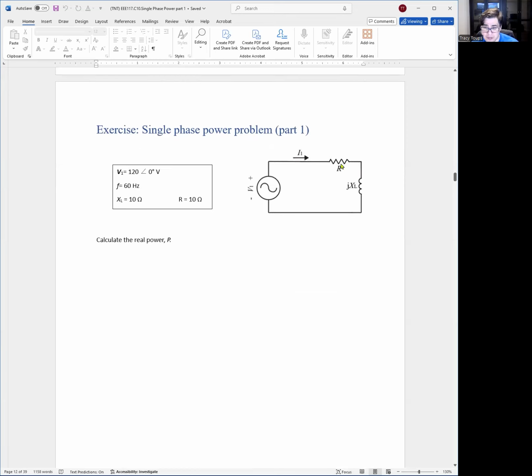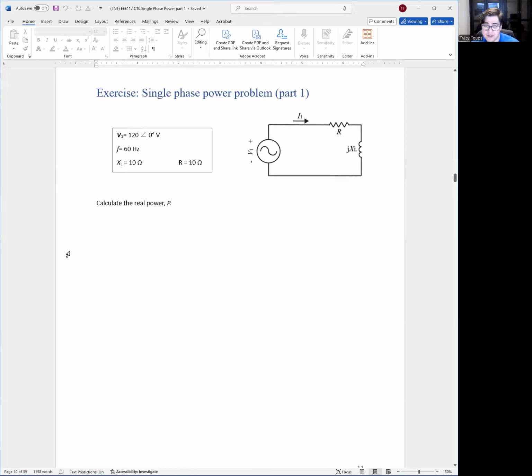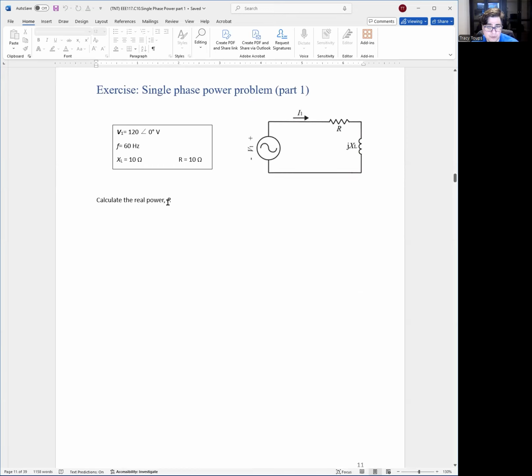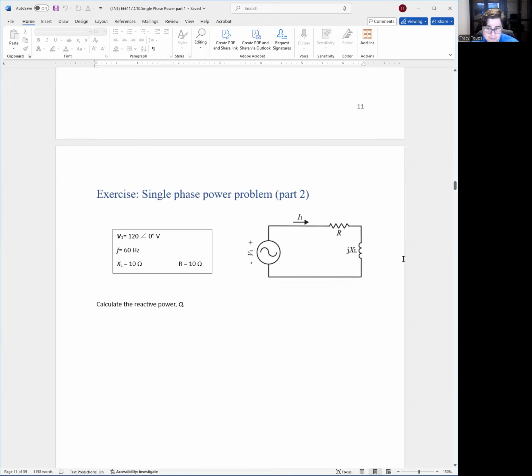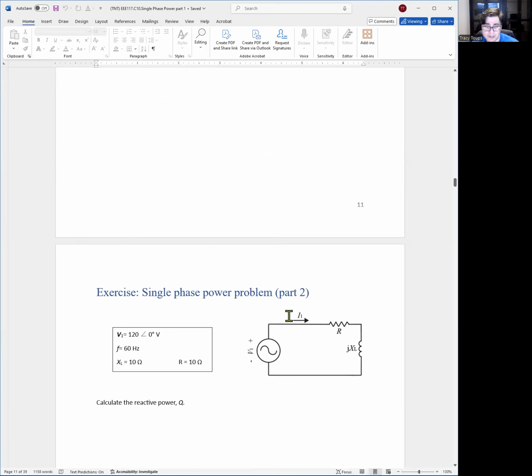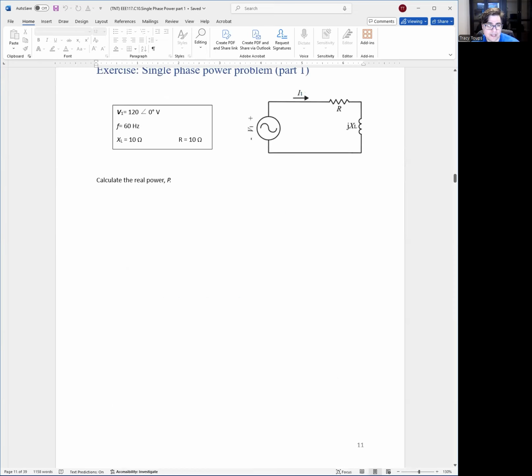Okay. Because you have a resistor and an inductor, you're going to have some level of real power being dissipated by the resistor and some level of reactive power being dissipated by the inductor. So you're going to have a little bit of both. Like I said, we'll pause it and we'll come back in 15, 20 minutes and see what you guys did. But good luck. See you in a little bit.